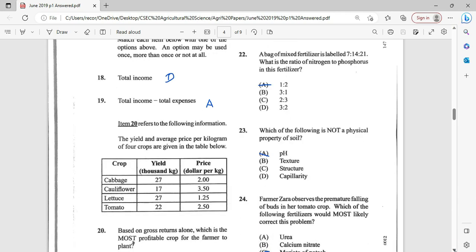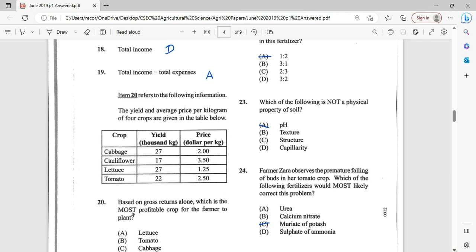23. Which of the following is not a physical property of soil? pH is a chemical property. Texture is going to be physical structure. And of course, capillarity is going to be determined by the physical structure of the soil. So of course, pH is going to be the answer here.